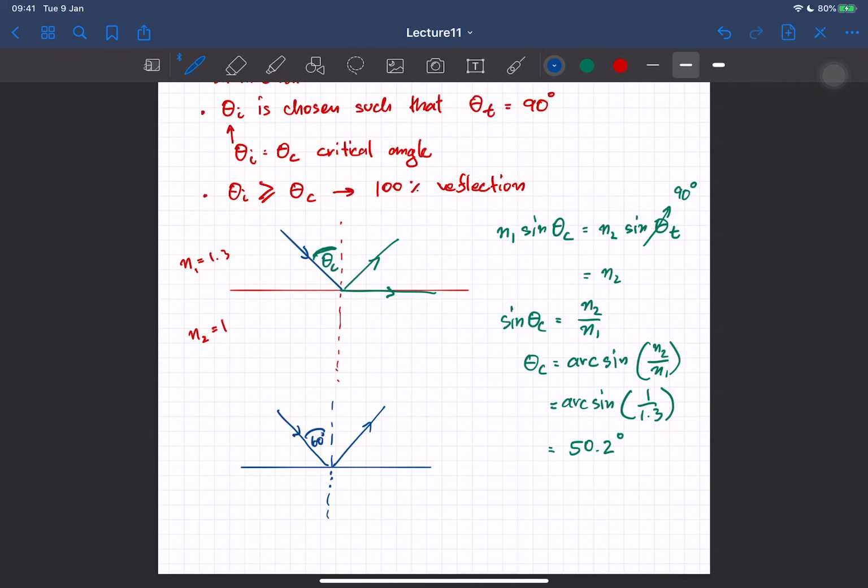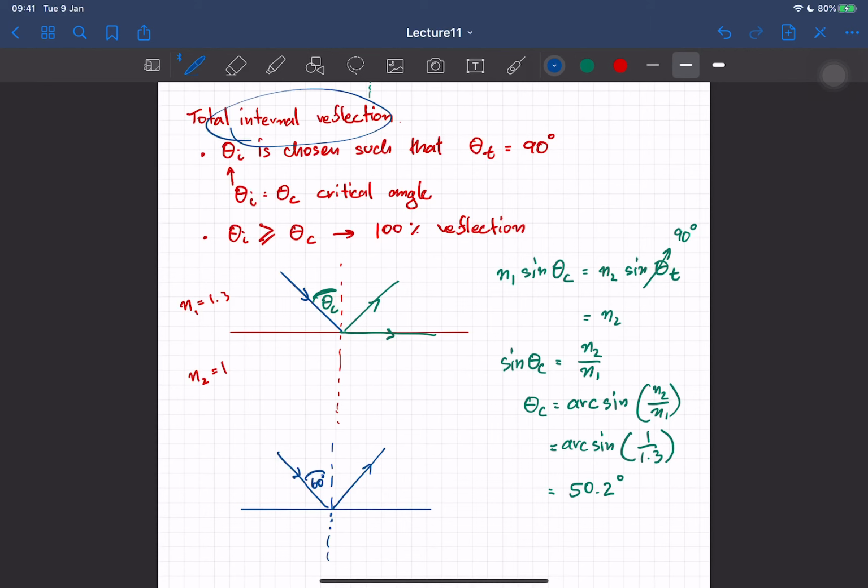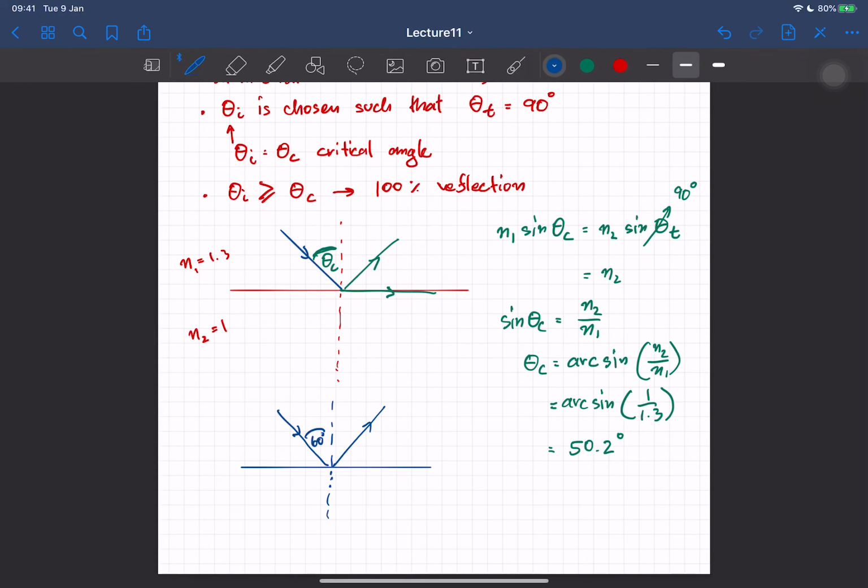So you get 100% reflection. So we say that total internal reflection, or TIR, already happens here, right? If you go even further, you go like 70 degrees. 70 degrees is still larger than the critical angle, so total internal reflection is gonna happen. Again, you're gonna have 100% reflection like this, okay? So any incident angle which is beyond the critical angle, you're gonna have total internal reflection.